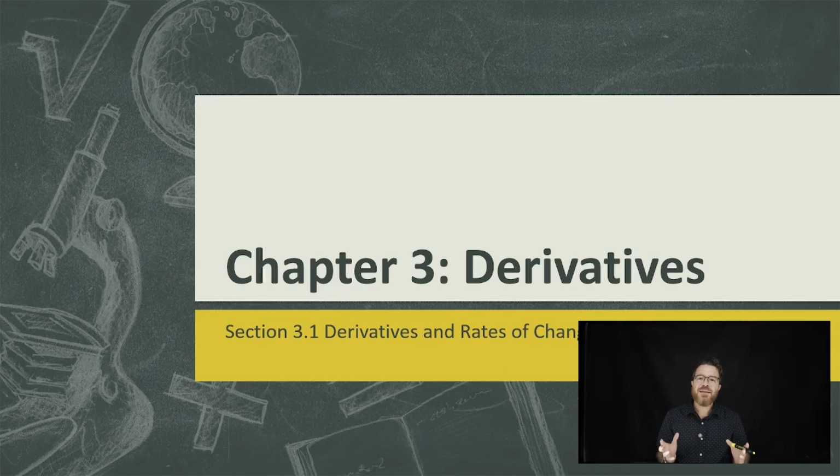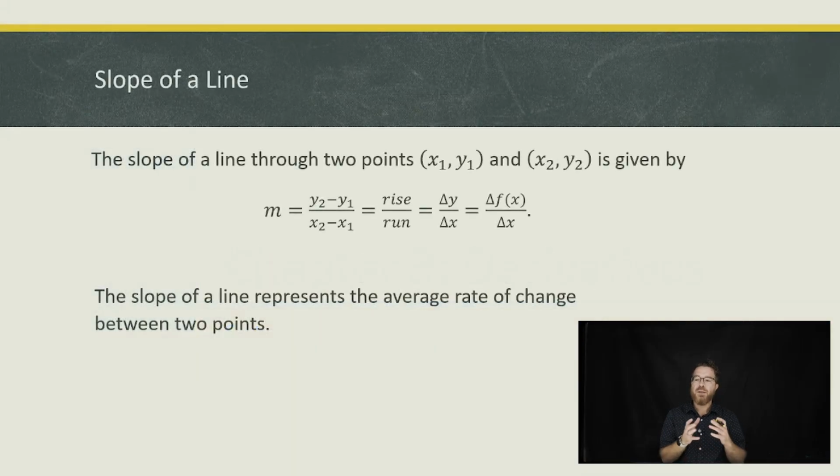Hello everyone. In this lesson, we're going to be looking at derivatives and rates of change. To do this, we're first going to begin by looking at the slope of a line through 2 points. Suppose that we have 2 points, (x1, y1) and (x2, y2).